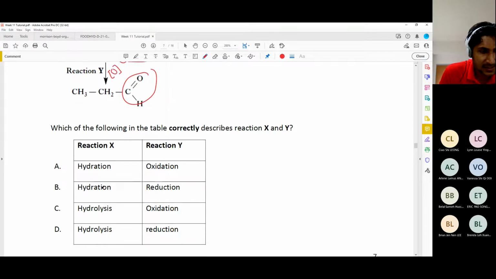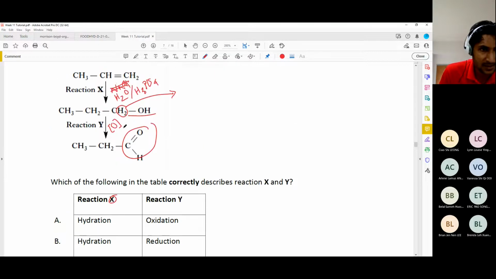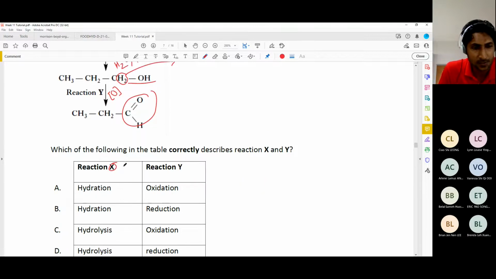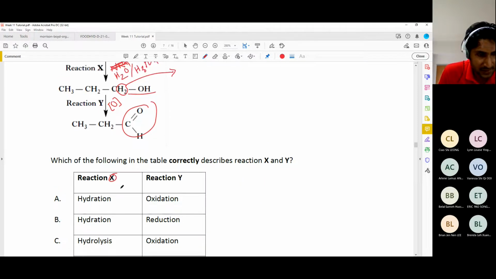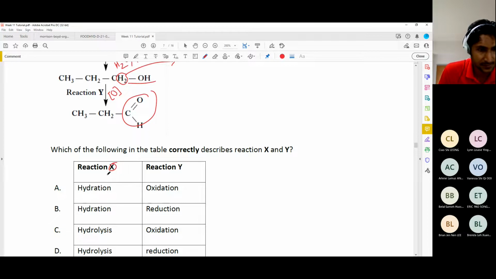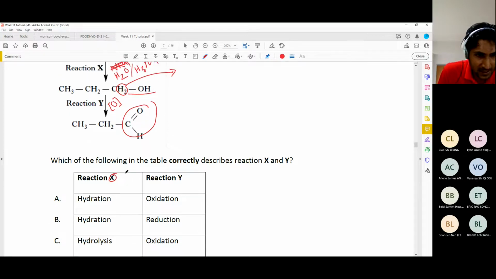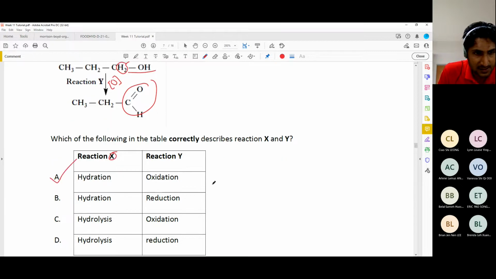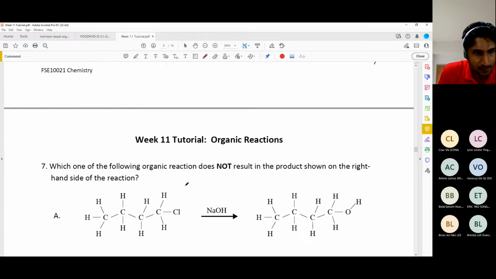Since there is no base as an option for X, no sodium hydroxide or potassium hydroxide, it is not the answer. Sodium hydroxide cannot be an answer. So we move on to another option, that is hydration. Hydration means we add water to that. And reaction Y is the oxidation. So A is the correct answer for this.